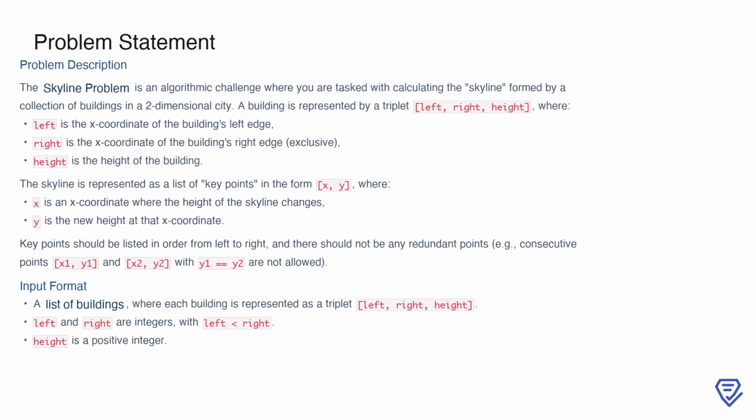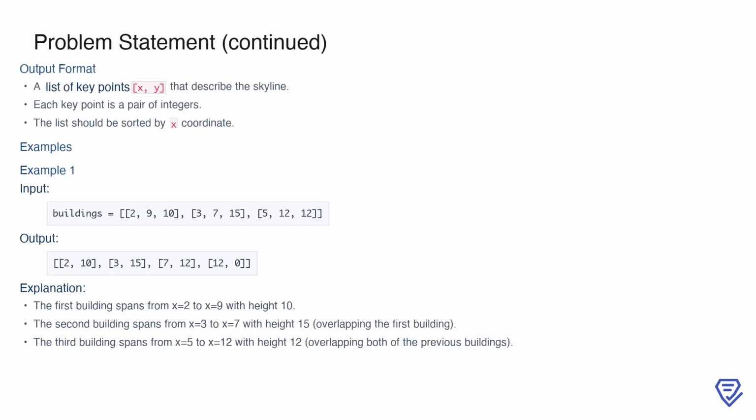The output must be sorted by the x-coordinate, and we need to ensure there are no redundant points. For example, if two consecutive points have the same height, the second point should be omitted. The output of the problem is a list of these key points, x, y, that describe the skyline. Let's look at an example.